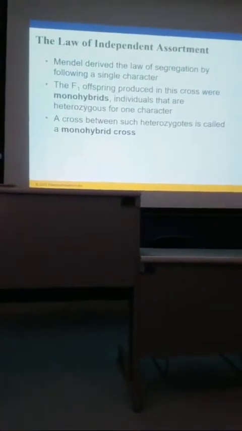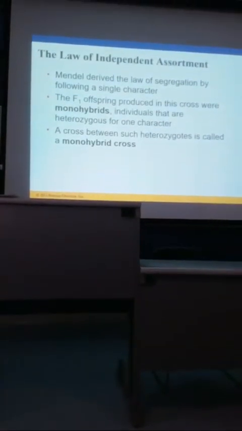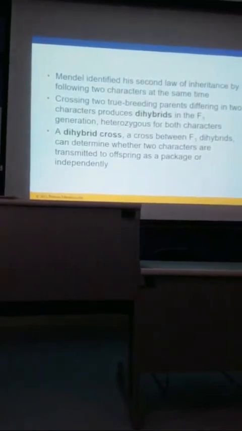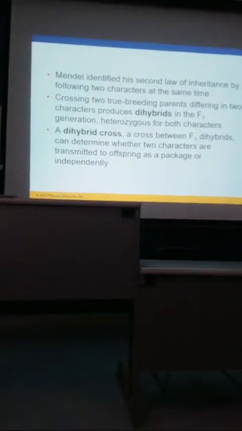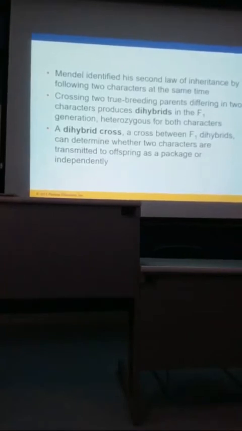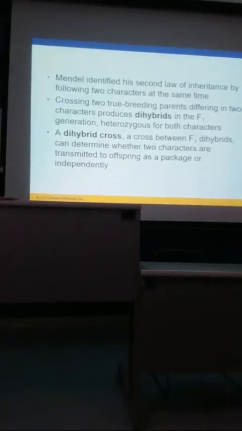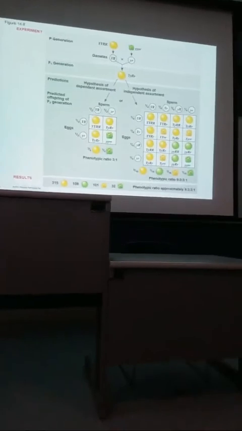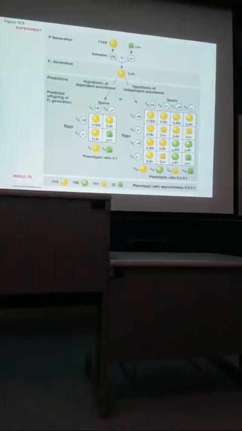Either way. When you are only dealing with one characteristic, it's called a monohybrid. When you are dealing with two characteristics, it is called a dihybrid. Dihybrids, right here. That's what you're going to be doing. You're going to be doing one of these on the exam.